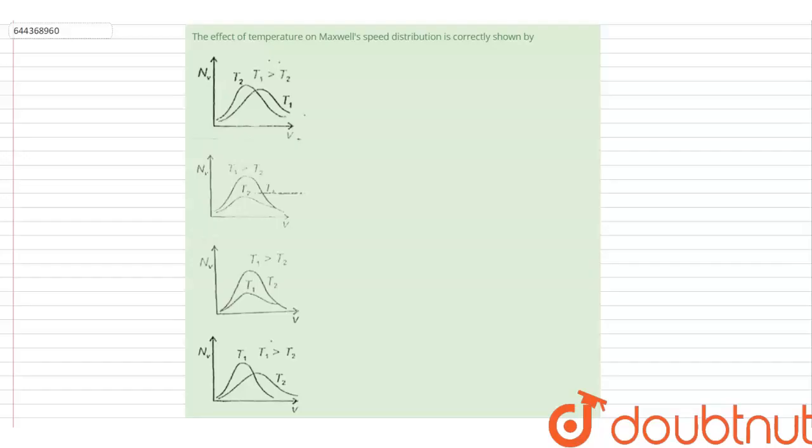Effect of temperature on Maxwell's speed distribution is correctly shown by which graph? So what this question is essentially talking about is the Maxwell speed distribution law. What is the Maxwell speed distribution law?